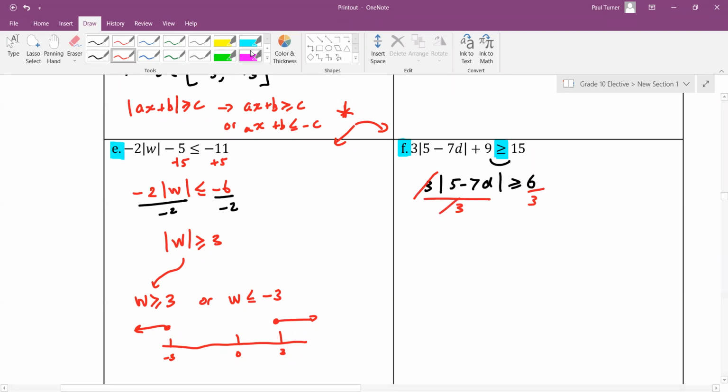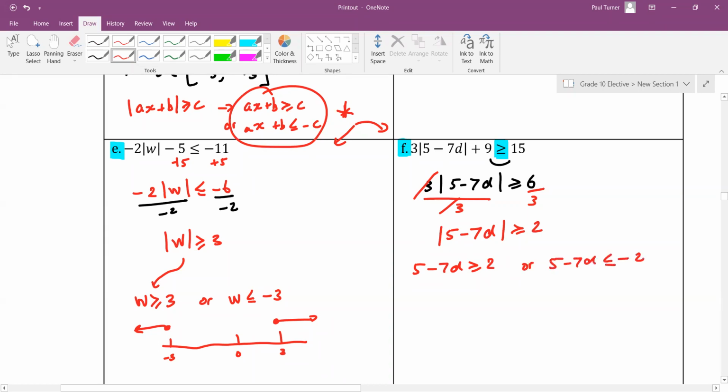Just cut that off. So then we're going to get 5 minus 7W greater than or equal to 2. So this is a greater than problem. So now we set it up in this form up here. So the first one's easy to write: 5 minus 7W greater than or equal to 2, or 5 minus 7W less than or equal to minus 2. So don't forget to change the sign on this number when you do this, less than negative. If you graph it, you'll see why it's less than negative and not just less than 2.